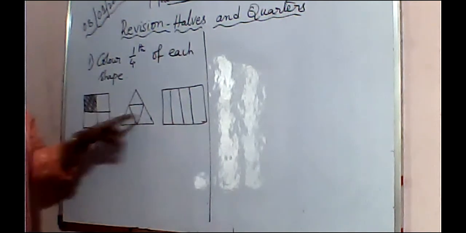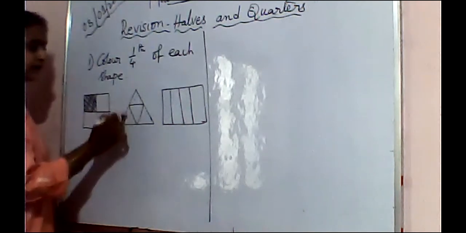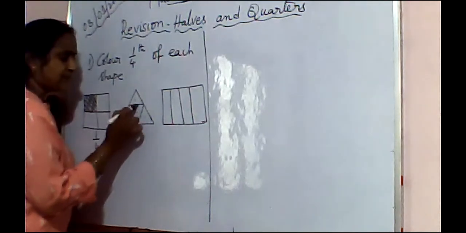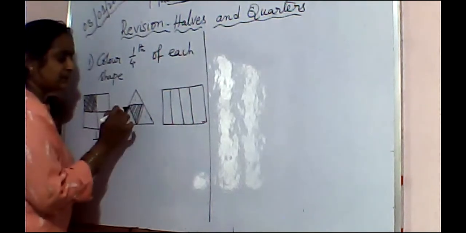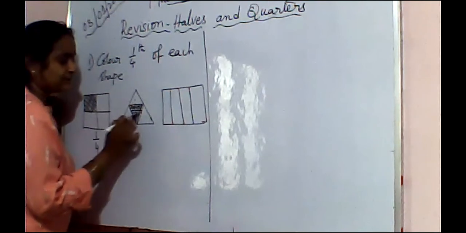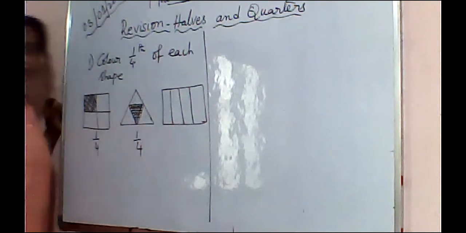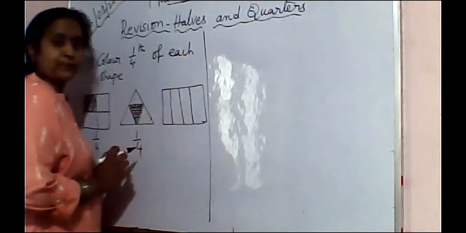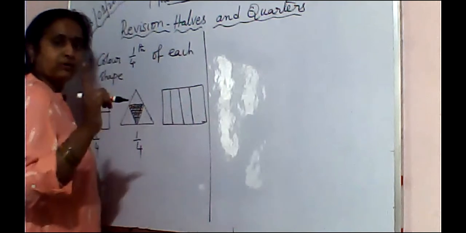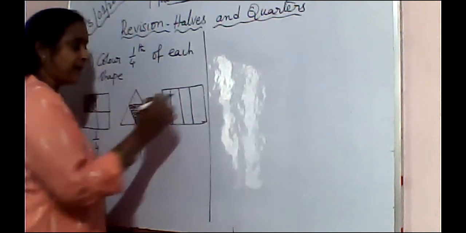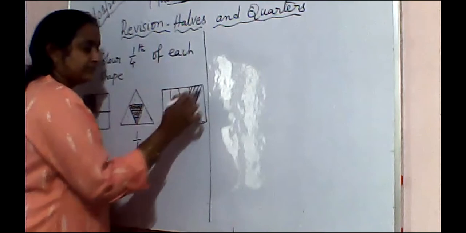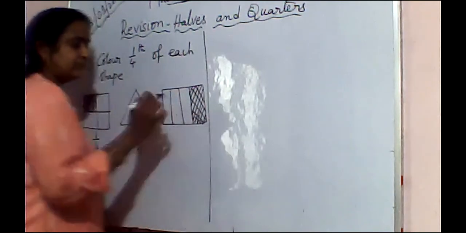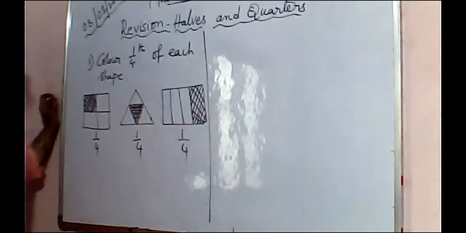Now here, 1, 2, 3, 4, we have 4 parts. So from this any one part we can color. You can take any one part. So this is 1/4. Here how many parts do we have? 1, 2, 3, 4. 4 parts we have. From this we have to color one part. Any one part we can color. So this is 1/4.